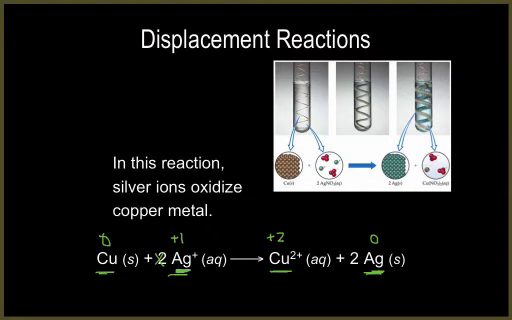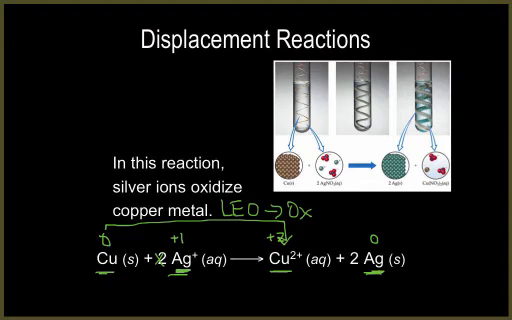Once you've done that, now you're going to track what's going on. In this case, copper went from a 0 to a +2. For something to go from a 0 to a +2 charge, it has lost electrons. Loss of electrons, we said, is oxidation. So copper was oxidized.